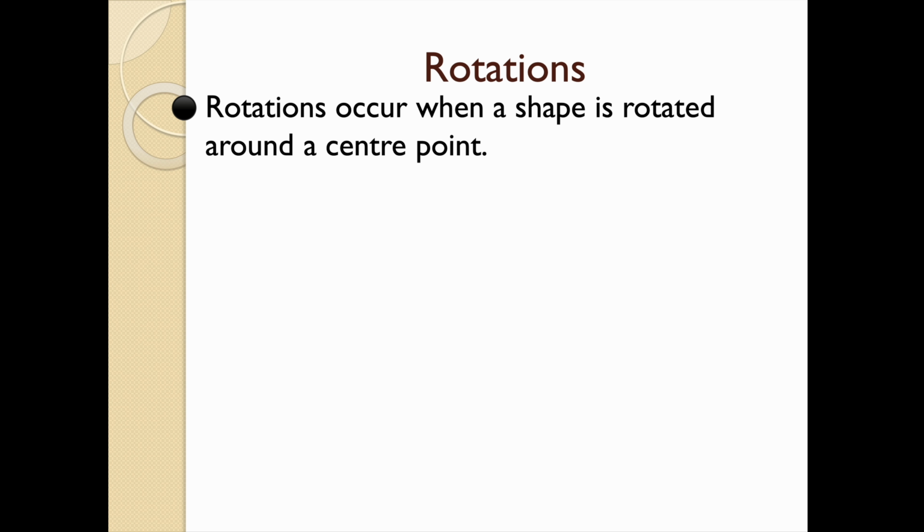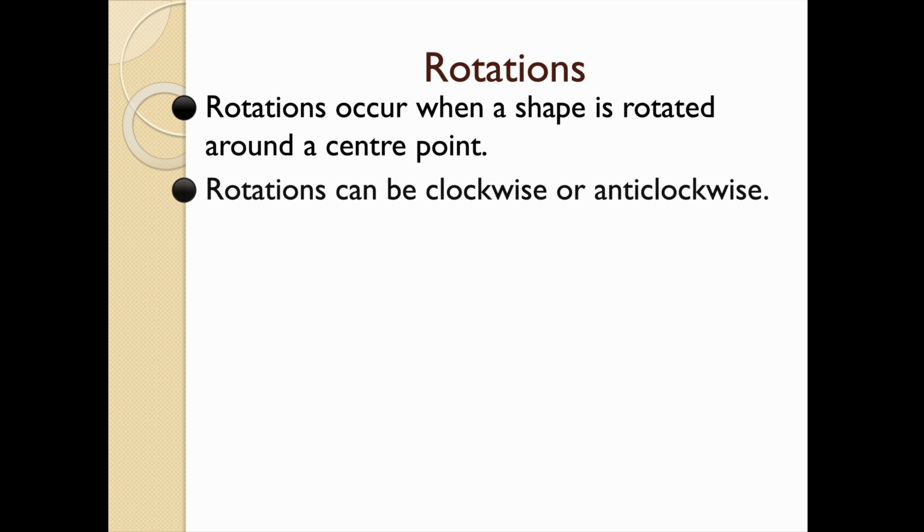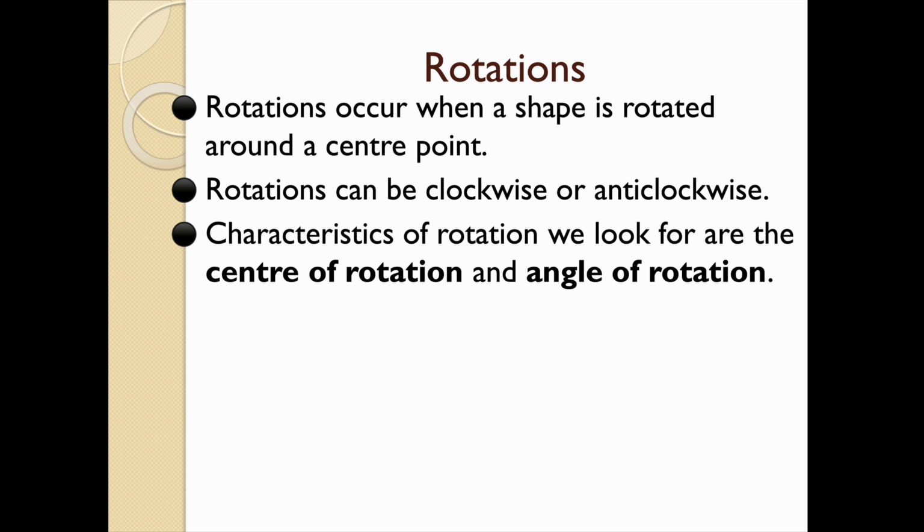Okay, all right, so let's talk about rotations. Rotations occur when a shape is rotated around a center point. We mentioned this before. Rotations can be clockwise or anti-clockwise. Now, for translations, the key thing they had was translation vectors. For rotations, what we look for is the center of rotation and the angle of rotation.